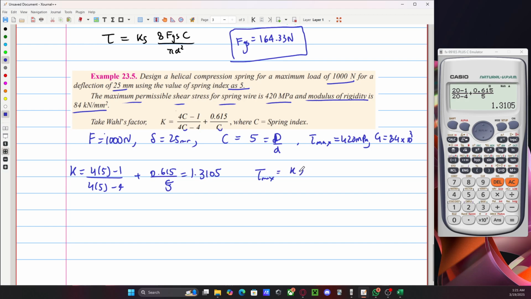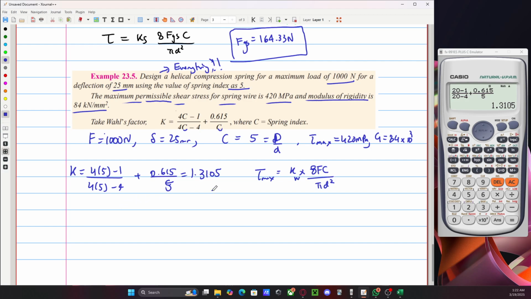It's equal to K, in this case KW, right? Times 8FC over pi d squared, right? So our tau max is already given to us. We're trying to work out the design. And design means what? You need everything. So work out everything. Okay? So that's what design means. You have to show all the quantities that you can figure out.